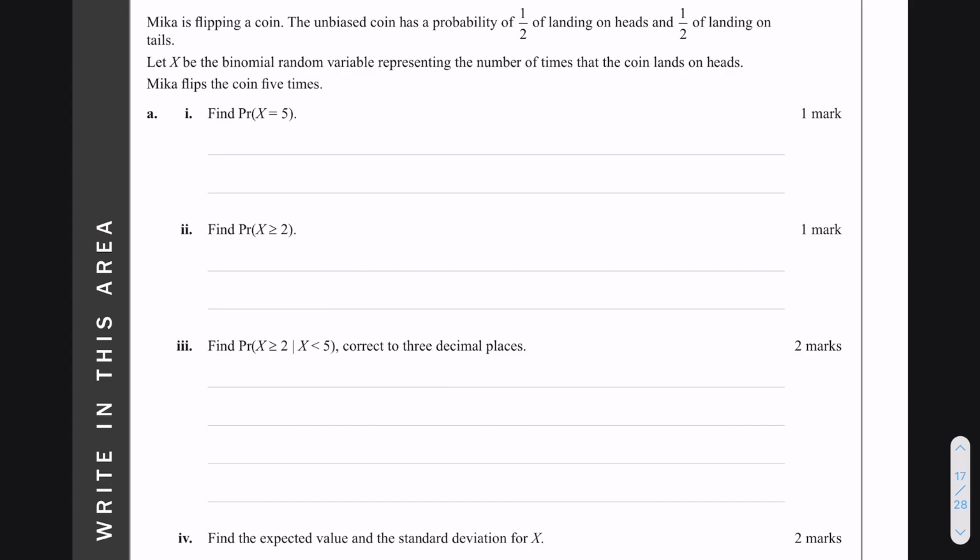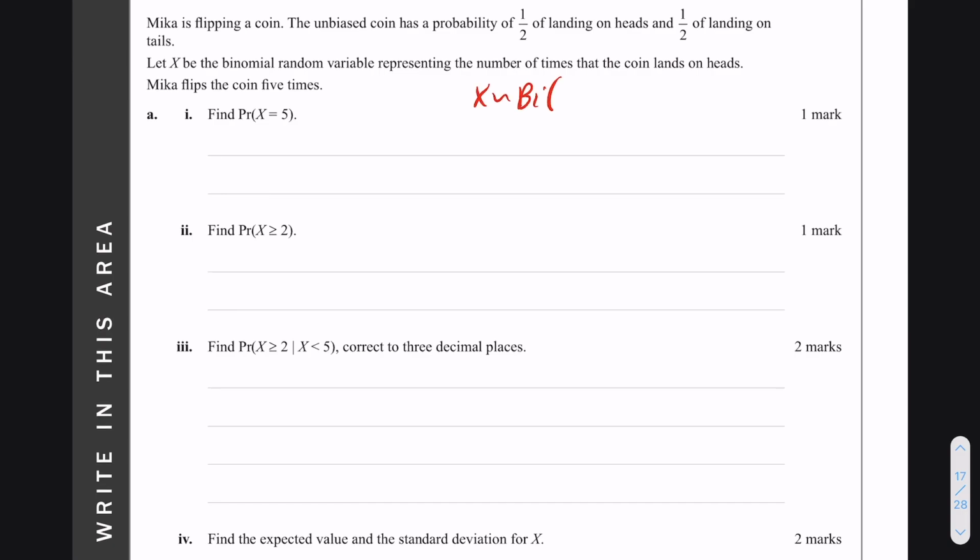Mika is flipping a coin. The unbiased coin has a probability of half landing on heads and half landing on tails. Let x be the binomial random variable representing the number of times that the coin lands on heads. Mika flips the coin 5 times. Find probability that x equals 5. So x is a binomial, flips it 5 times, and the probability of success is a half. So we've got 5c5, which is 1, then 1/2 to the power of 5, and then 1/2 to the power of 0. So 1, 2, 4, 8, 16, 32. 1 over 32.